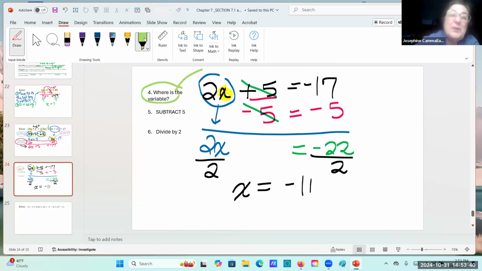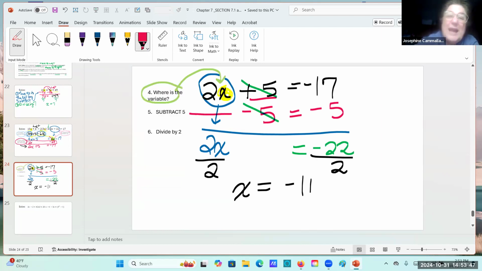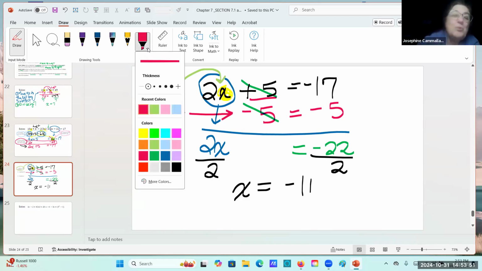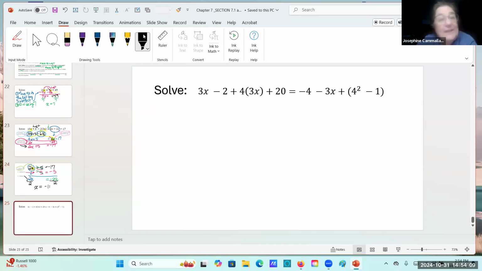Where was our variable? Right here. Subtract 5. And then we finished by dividing by 2. Lots of steps to do, and the order matters. Now we've got one more to do, and this one's really good.